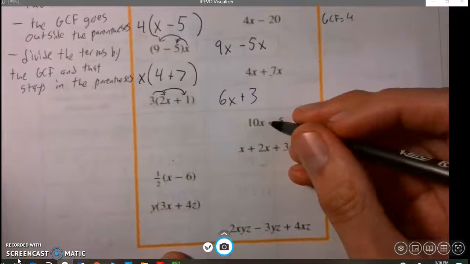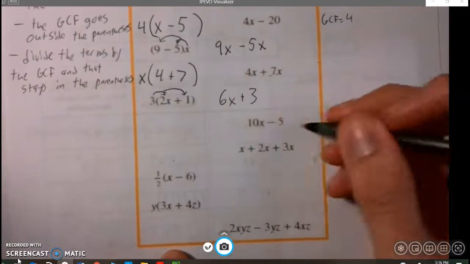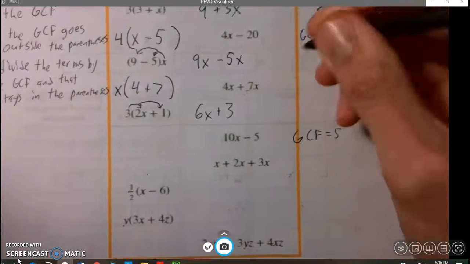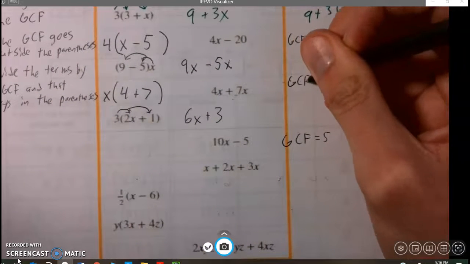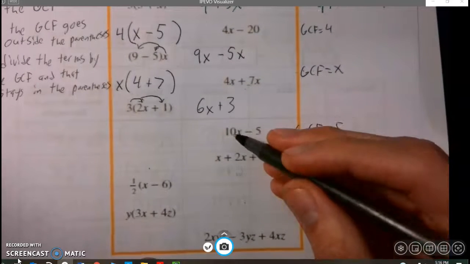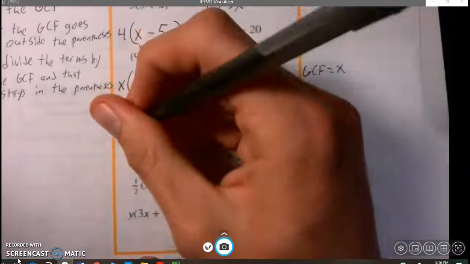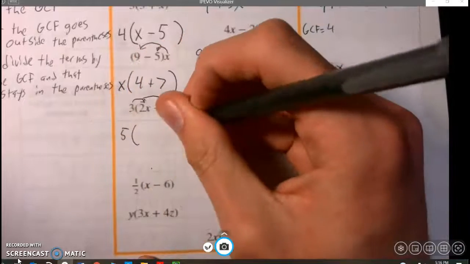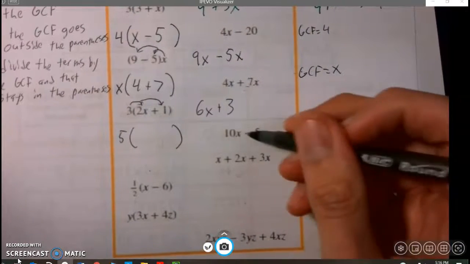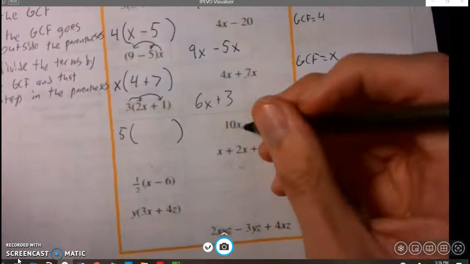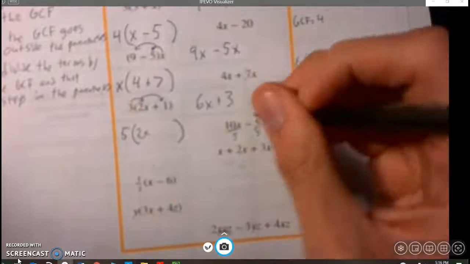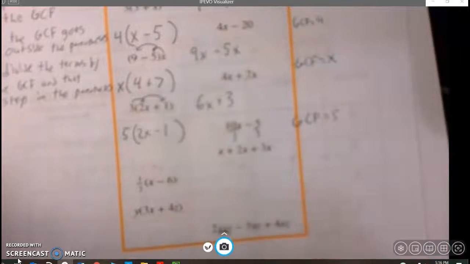Alright, here, GCF. 5 is the GCF here. I'm going to make it a habit of writing the GCF off to the side. Because 5 can be divided by 5, and 10 can also be divided by 5. GCF always goes on the outside, and if we take out the GCF, these terms both need to get divided by it. 10x divided by 5 is 2x, and 5 divided by 5, any number divided by itself is 1.